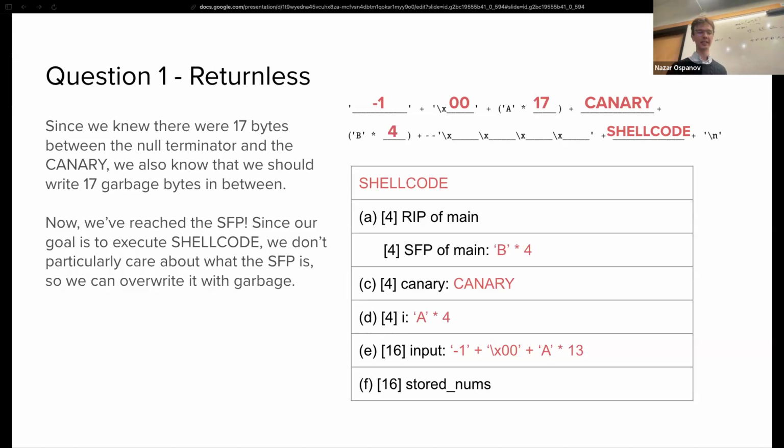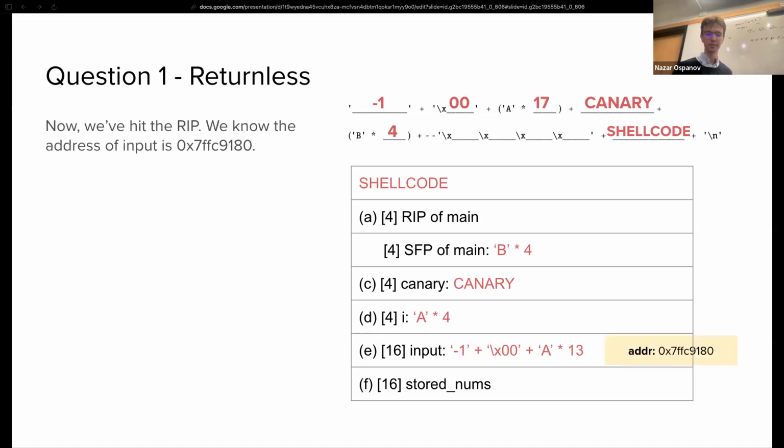And how do we calculate our RIP? We know the address of the input, and we know that it's 16 bytes. Then above it is 4 bytes of canary, 4 bytes of SFP, 4 bytes of RIP, and then we're into the shellcode. So we're going to take the address of the input and add 16 plus 4 plus 4 plus 4 plus 4, which I think is 32. We're going to override the RIP with the address of input plus 32.